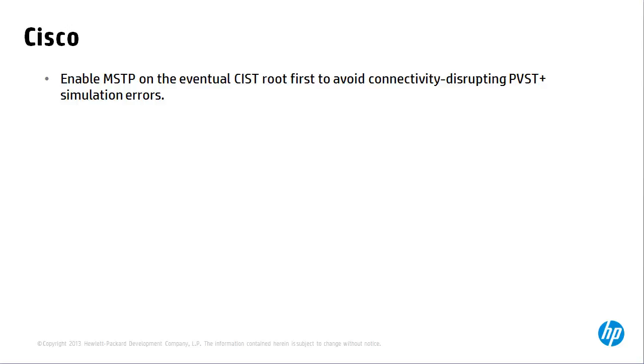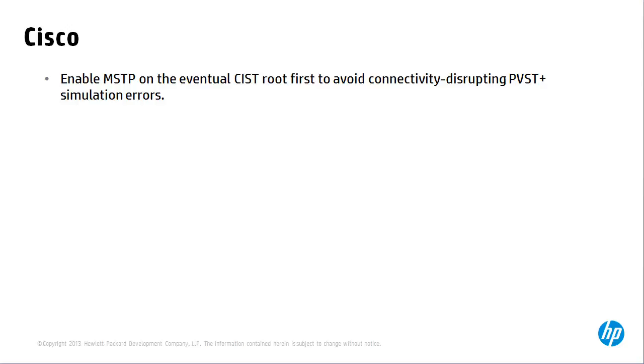Some additional tips when enabling multiple spanning tree on Cisco switches. It's important that multiple spanning tree be enabled first on the eventual CIST root to avoid connectivity-disrupting PVST simulation errors. PVST requires that the CIST root, in other words the root for the entire spanning tree, be in multiple spanning tree and not be in PVST.